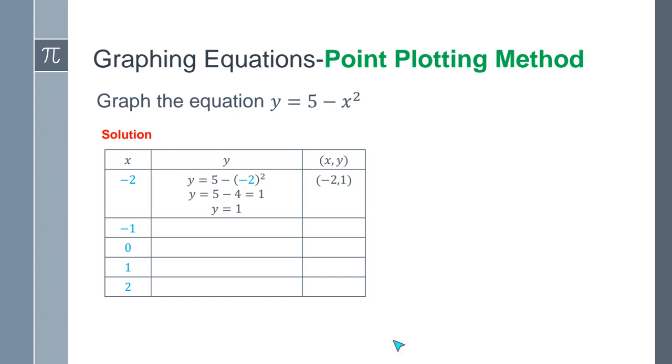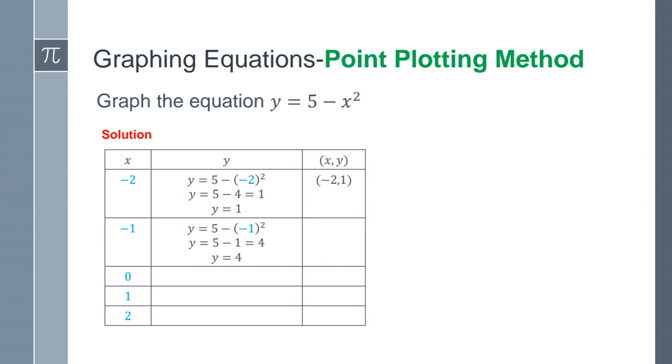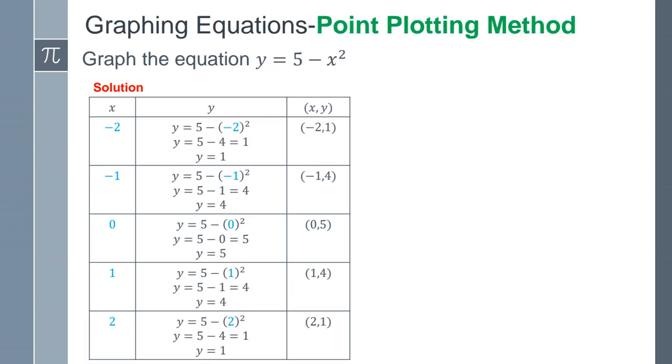And then we'll do the same for the next point. So we plug in -1. -1 squared is going to be +1. So 5 minus 1 would give us 4, giving us an ordered pair of -1 and 4. Okay, and similarly, for the rest of the 3 points, we're plugging in 0 for x.